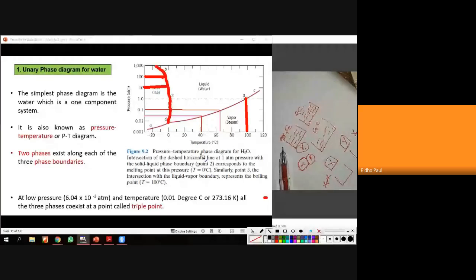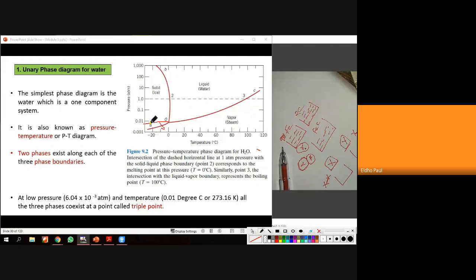So we got different points. By connecting all these points, I got this line, which is called the liquidus line. And there are some pressures where ice is directly converted into vapor. Above this point, ice is first converted to liquid water, then water is converted to steam, with respect to the increase in temperature.